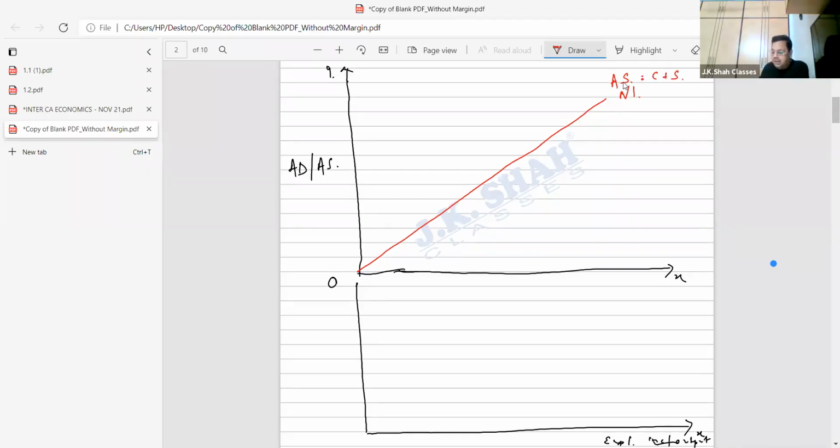Come on, this is clear. This has to be clear. Shri Prasanna, any doubts? You're looking confused, no? So consumption plus savings. Now let's start.